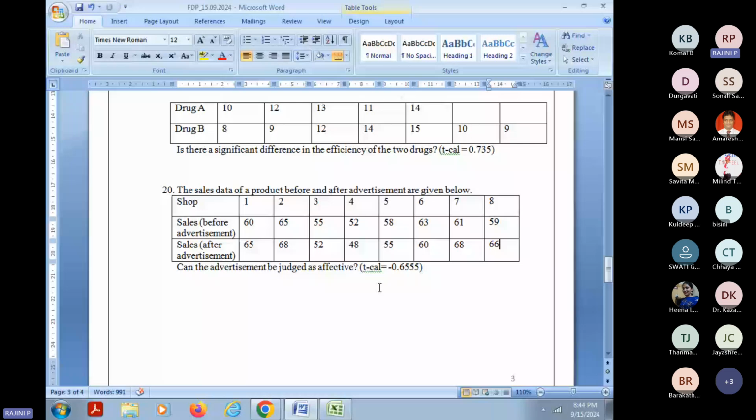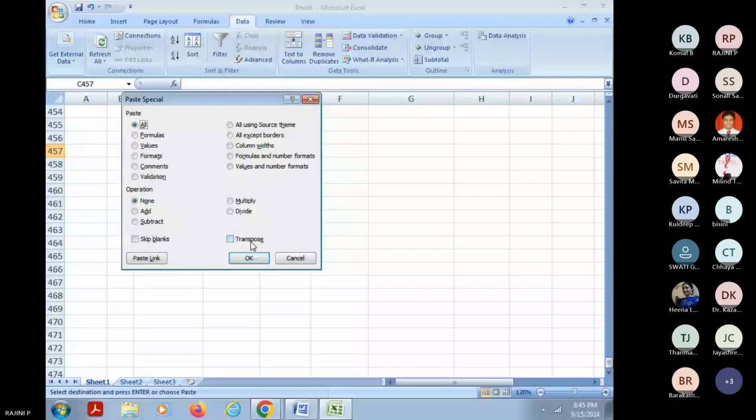Suppose the data is collected from two different groups of people, then in that case we go for the t-test for two means. Understood? The difference is clear? Yes, ma'am.